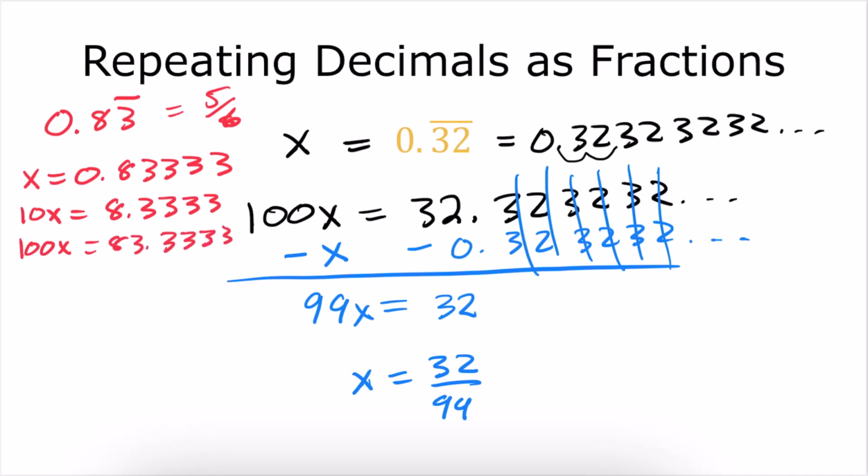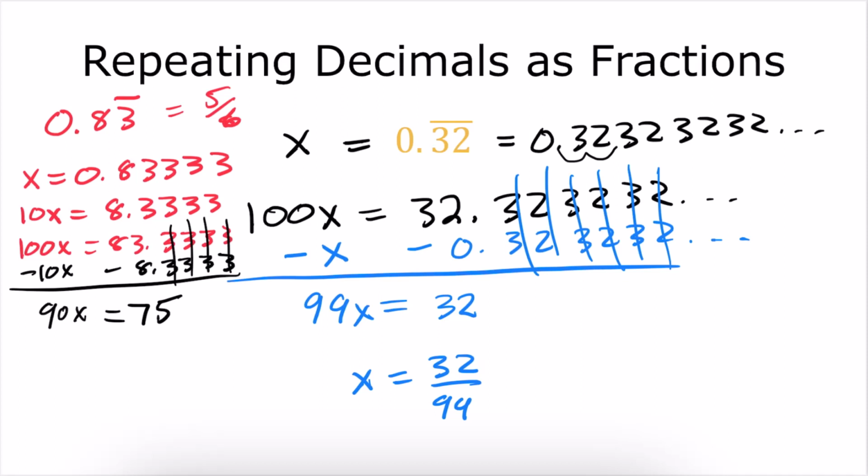83.33333, and then you would subtract 10x from the 100x. So you'd subtract 10x and subtract 8.33333 because that's what 10x is equal to. And when you subtract all the decimals, 3 minus 3 is 0, 0, 0, 0, and 83 minus 8 would be 75. And so you'd get 75 equals 100x minus 10x is 90x. And if you divide both sides by 90, you get x equals 75 over 90.